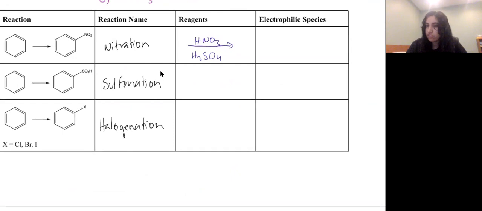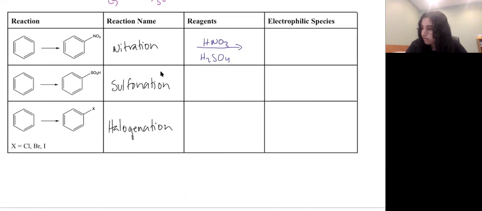The electrophilic species that forms after these react with each other is called a nitronium ion, and it's just NO2 plus. I used to get questions like, in a nitration of benzene, what is the electrophilic species? And it would be the nitronium ion.